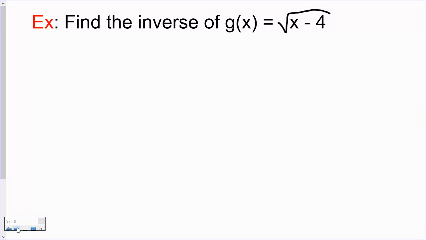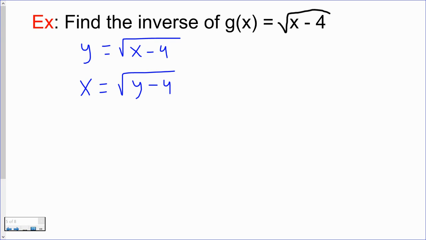So first step, change it to y. Second step, switch x and the y. So there's a y. I'm going to change it to x. Square root will stay the same. Minus 4 will stay the same. That x will change to y. And then last step, we're going to go ahead and solve it.